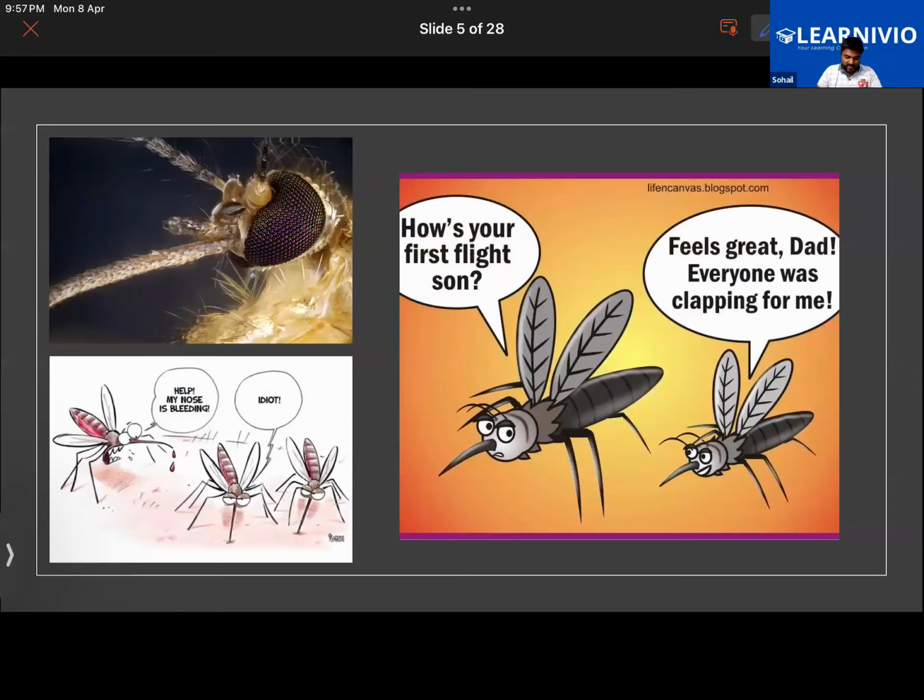So have a look at this image over here. If you look at the mouth of this mosquito, you see it has a long tube-like structure coming out of its mouth.